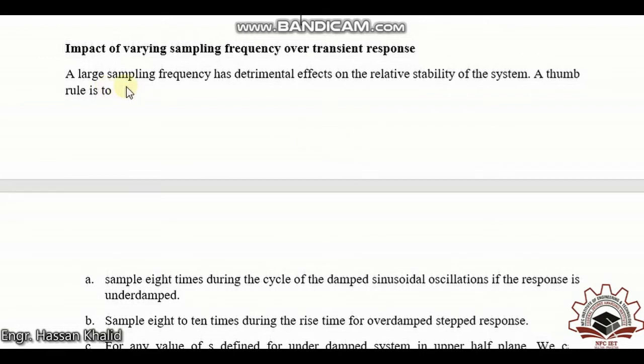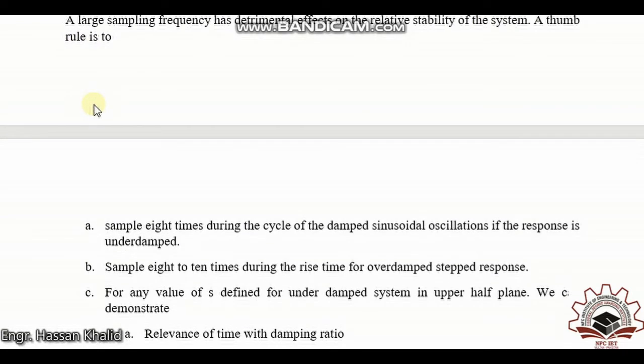A large sampling frequency has detrimental effects on the relative stability of the system. Now, there is a thumb rule that can be used to understand this impact. The sampling should be 8 to 10 times during the cycle of the damped sinusoidal oscillation if the response is underdamped. The sampling should be done 8 to 10 times during the rise time for an overdamped step response system.